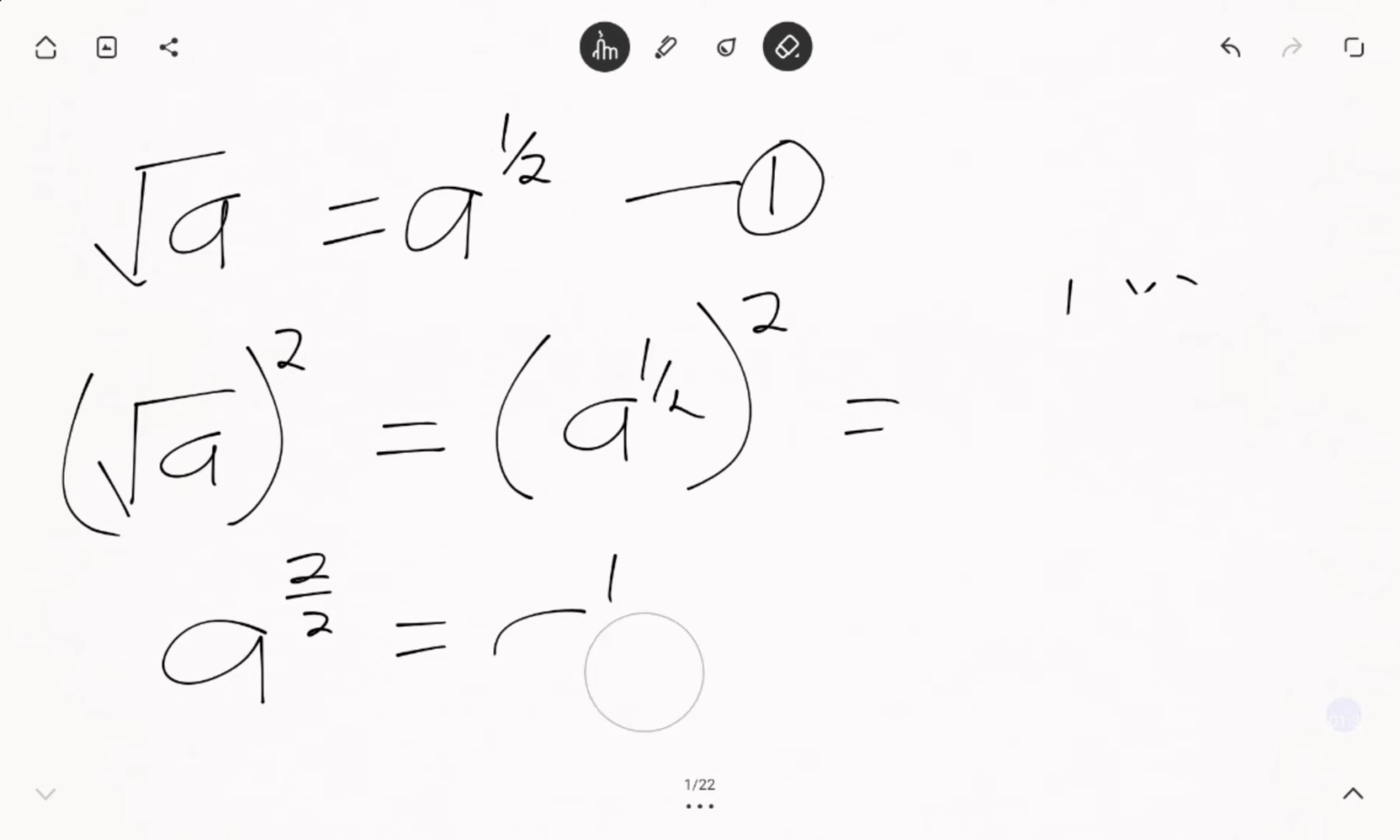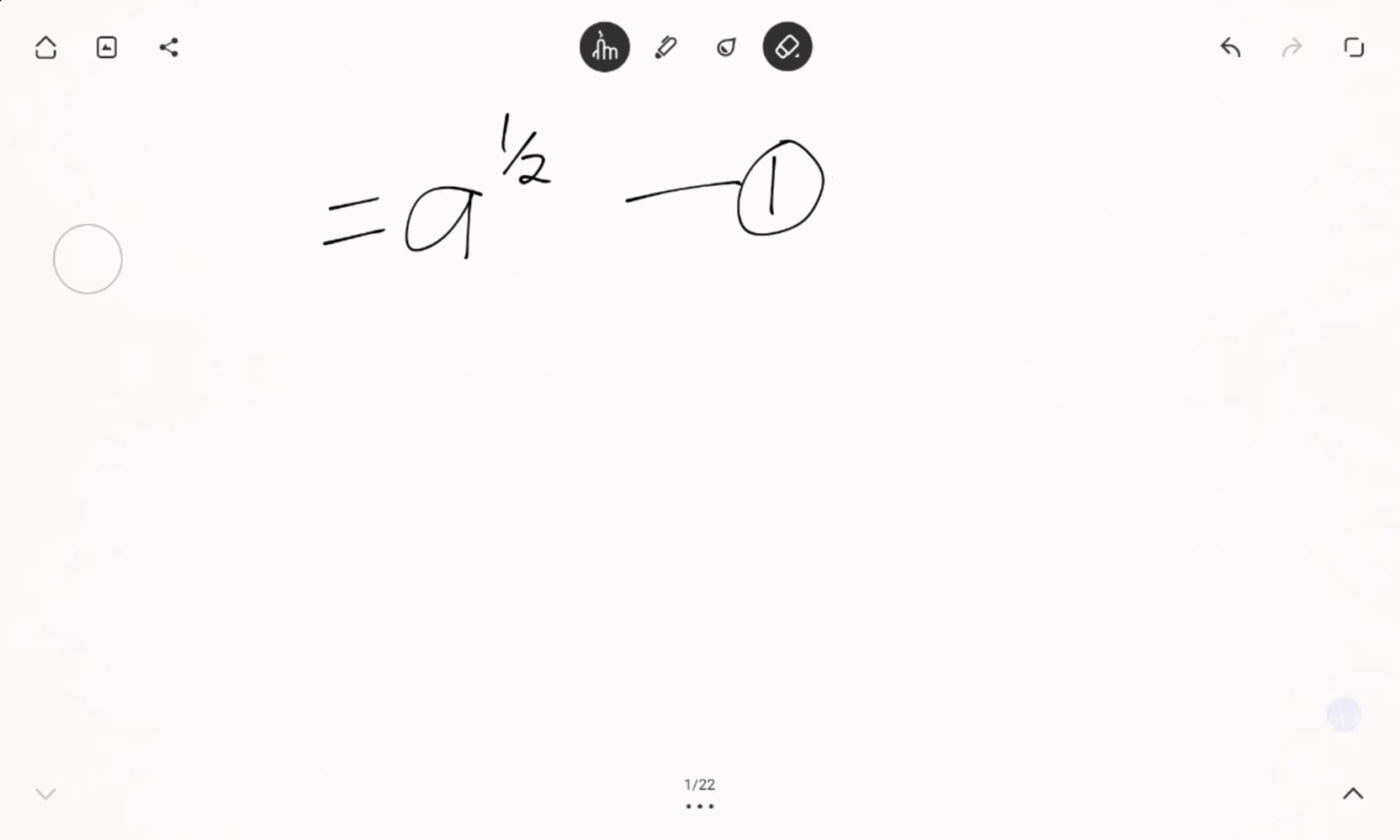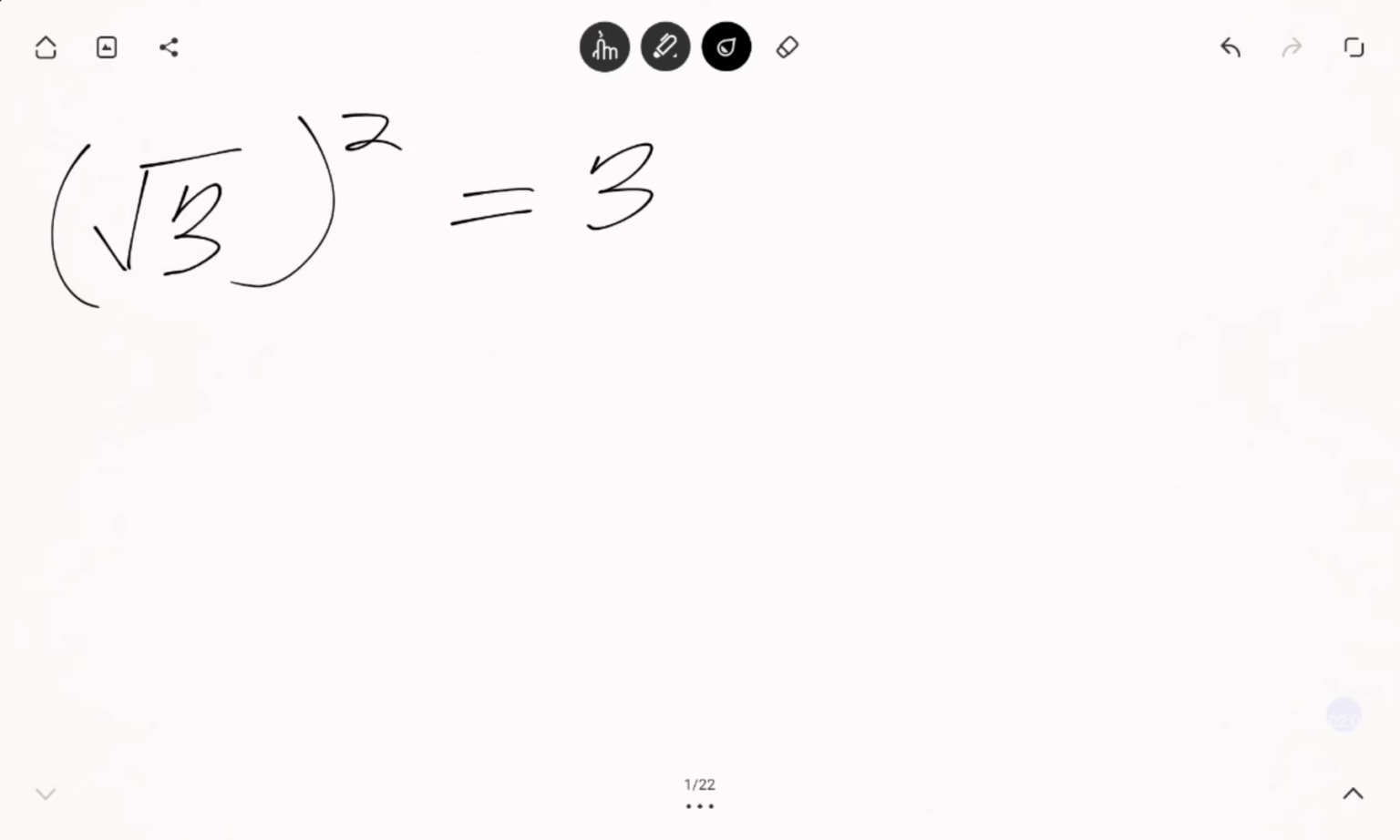So let's go ahead and have a look at an example. Okay, so if we have, let's say for instance, root 3 all squared, what is going to be our answer? Now root 3 squared, from the previous explanation that I gave, means the answer is equal to 3. But what if you've been asked to show it using the laws of indices, show that the root of 3 squared is 3?